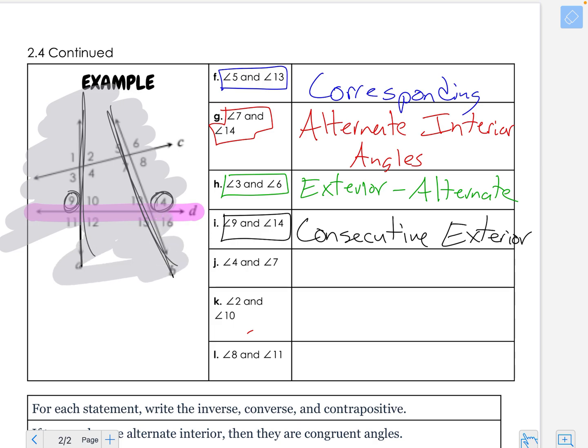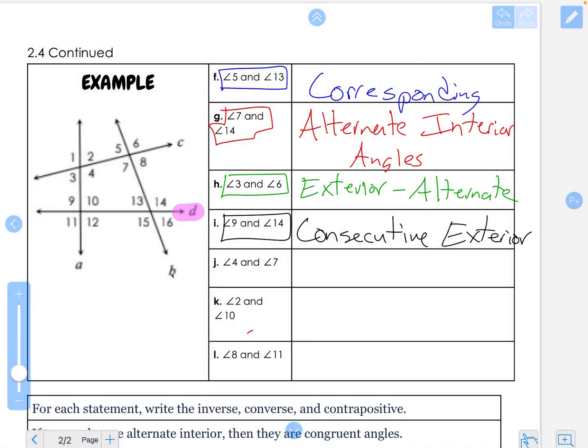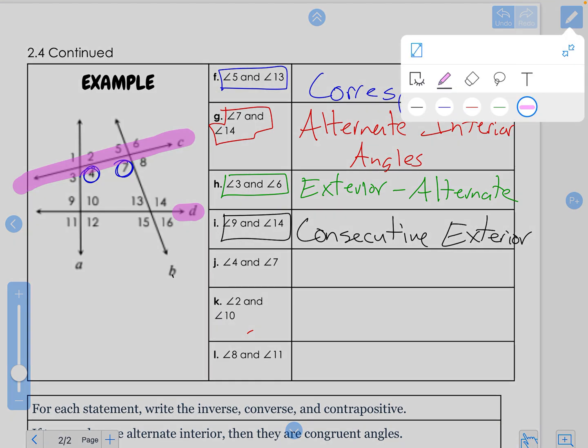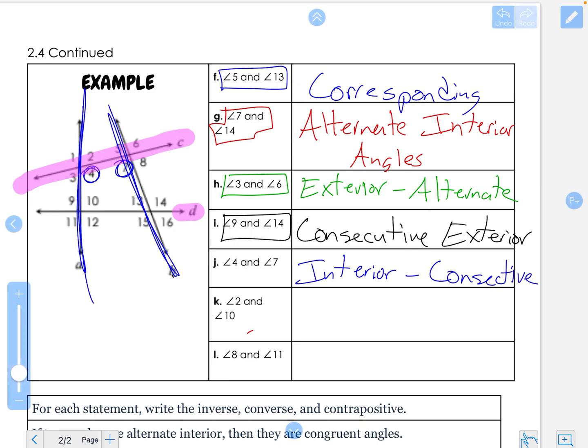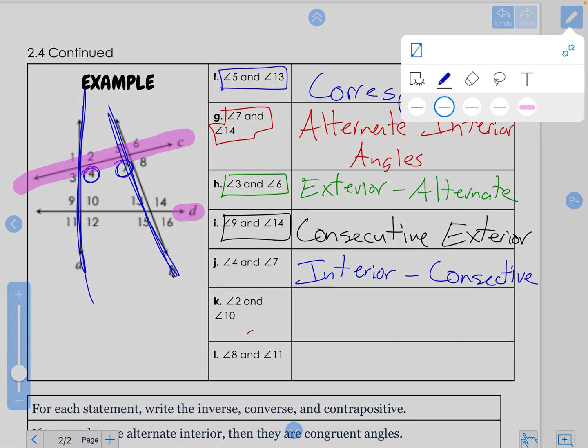All right, so let's look at our next pairing here. 4 and 7. The line that they share is line C, which makes line C the transversal, and line C is crossing A and B. If I look at A and B here, I notice that 4 and 7 are in the middle of A and B, which is going to make them interior. But I also notice they're both below my transversal, which is line C, which is going to make them consecutive. So interior consecutive or consecutive interior angles.